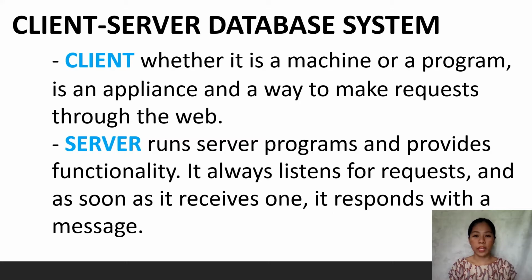The next classification of database management systems is the client-server database system and the n-tier database system. Let us start first with the client-server. In order to understand this, let us first discuss what a client is and what a server is. A client, whether it is a machine or a program, is an appliance and a way to make requests through the web. A server, on the other hand, runs server programs and provides functionality. It always listens for requests, and as soon as it receives one, it responds with a message.